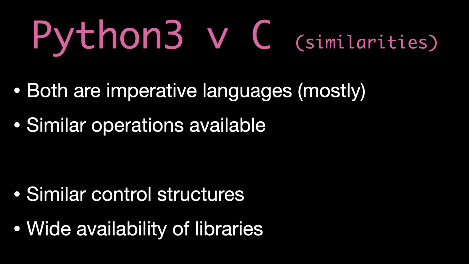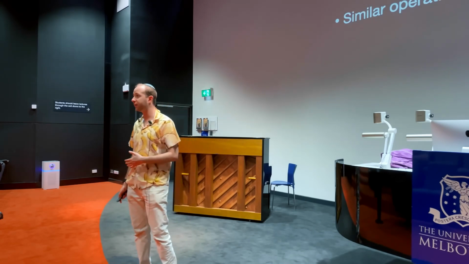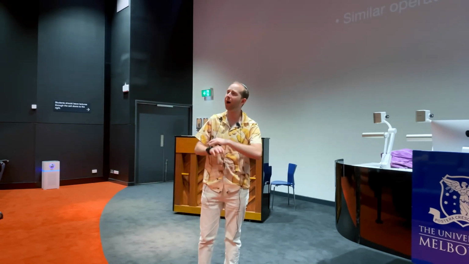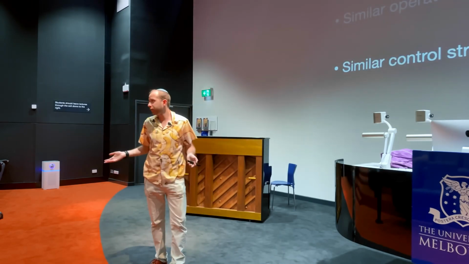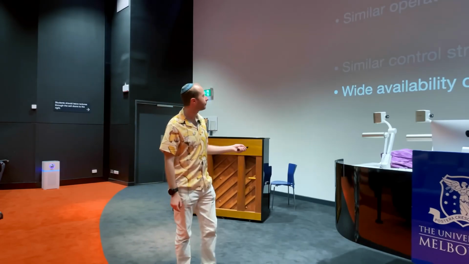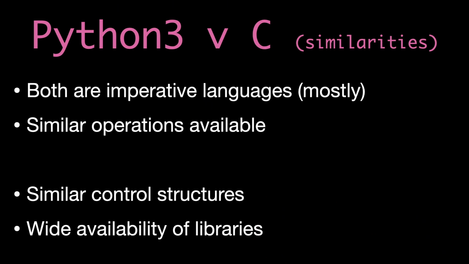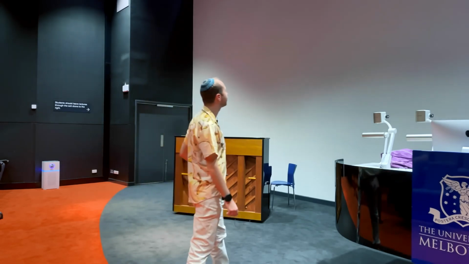So C has a function to calculate the sign of a number. Python has a function to calculate the sign of the number. There are lots of similarities in the library functions available, although Python's are much, much more extensive. There are also similar control structures. We have for loops, we have while loops, we have if, we have else. So that's not new. And there are also lots of libraries and code out there that's been written for both of these languages that you can use or reuse, that you can borrow, that you can extend, and that you can make your own and incorporate into your programs.